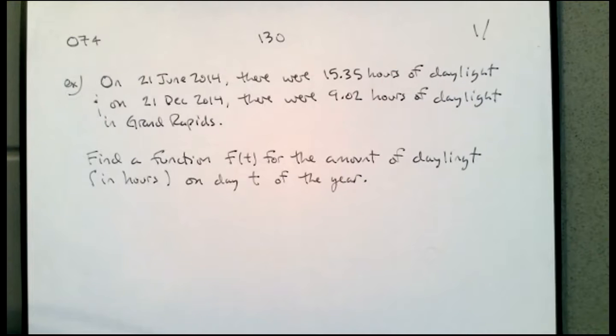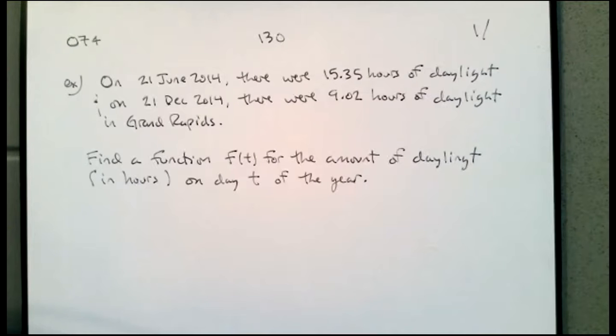On June 21st, there were 15.35 hours of daylight. And on December 21st, there were 9.02 hours of daylight in Grand Rapids. I found this problem, and it is specifically referring to the daylight hours in Grand Rapids. I think the person that wrote the problem lives in Grand Rapids, so I'm going to take that part of the problem too.